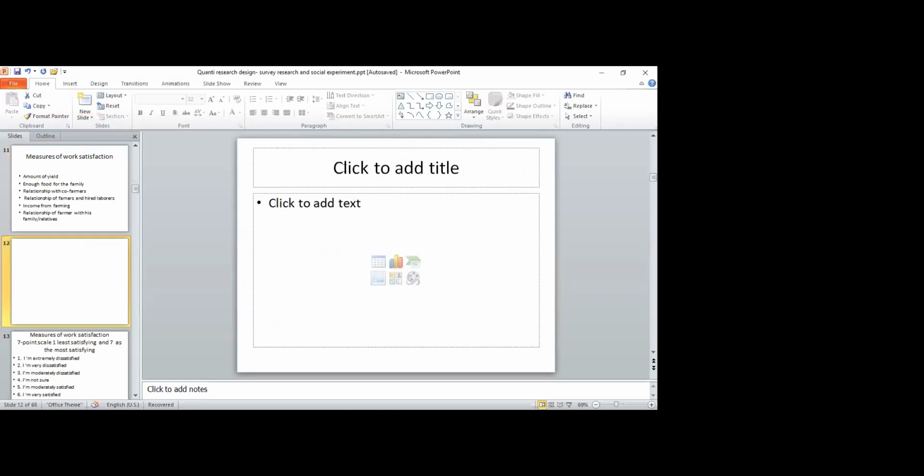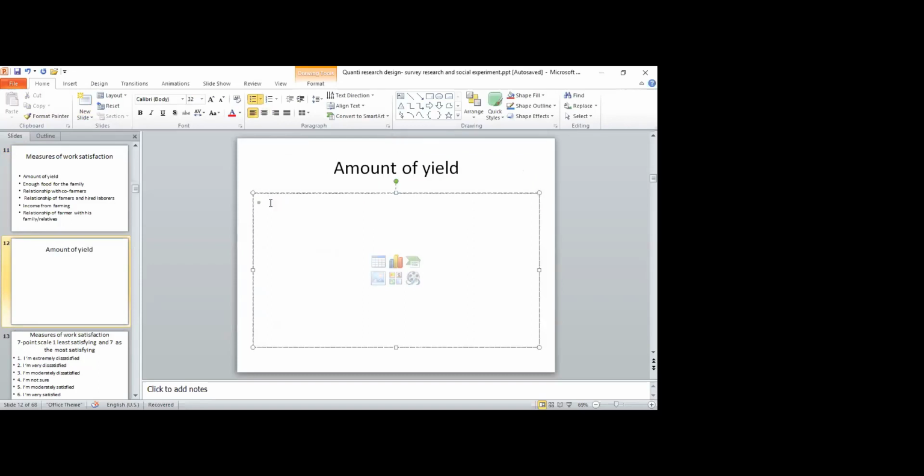Right. In terms of amount of yield, I will not finish everything, but I will give you just a statement. So what is the kind of statement that we can ask the farmer? Do not ask, but it's a statement.